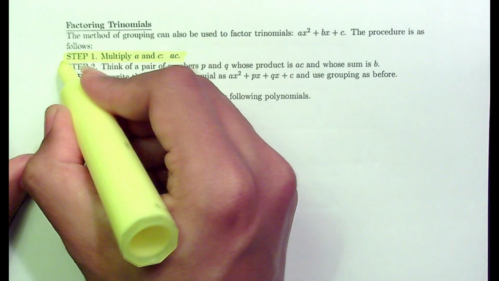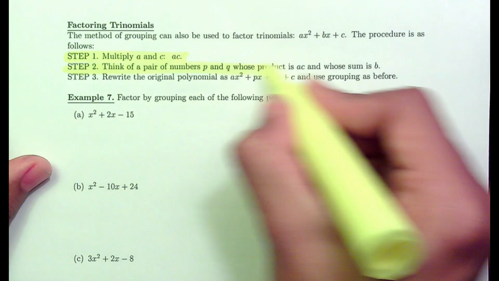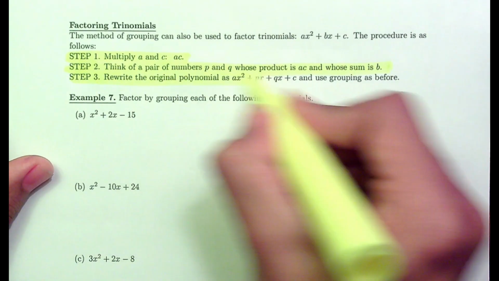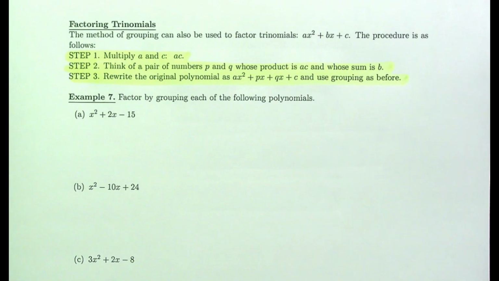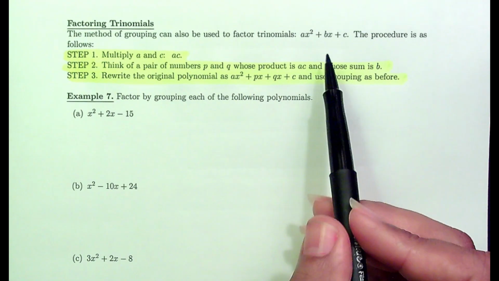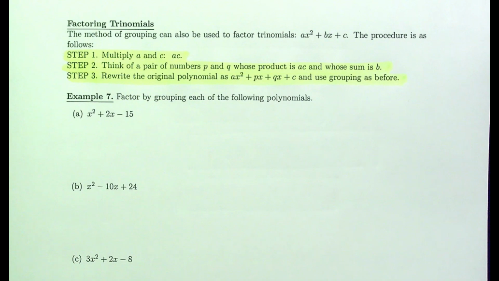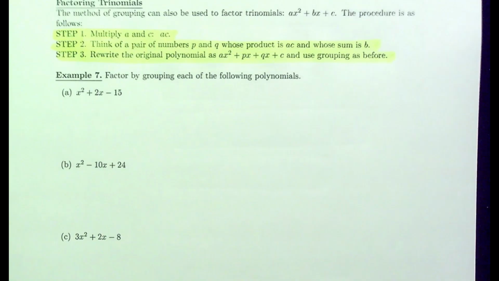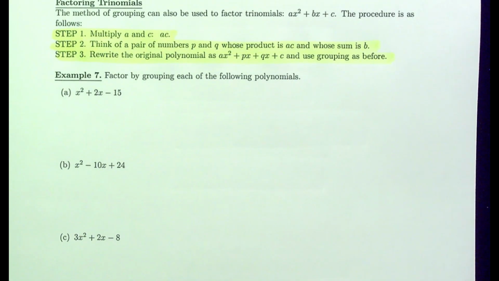All right, and then you're going to use those 2 numbers, P and Q, to split up the term in the middle, the bx term, and write it as 2 terms. And then, because you're replacing the term in the middle bx with 2 terms, now you're going to have 4 terms. And once you have 4 terms, you do what we just did, factor by grouping. And that's the idea. Okay, so let's start by doing all of these.